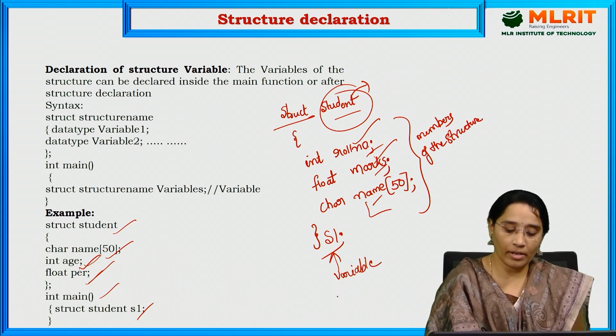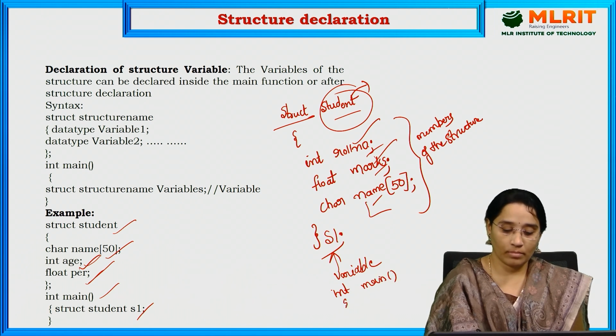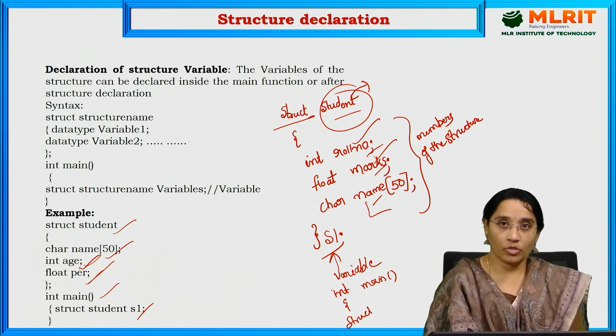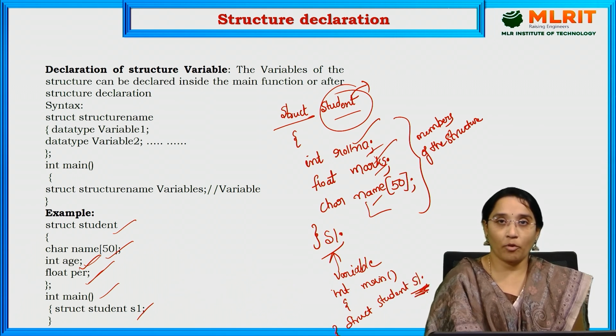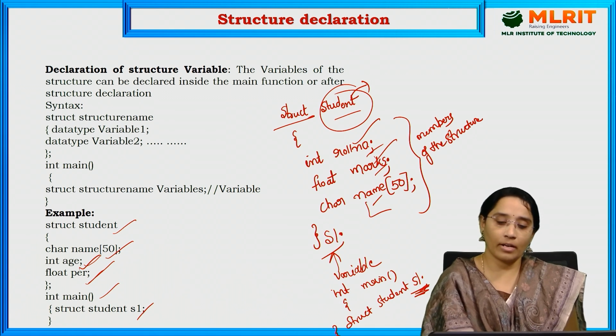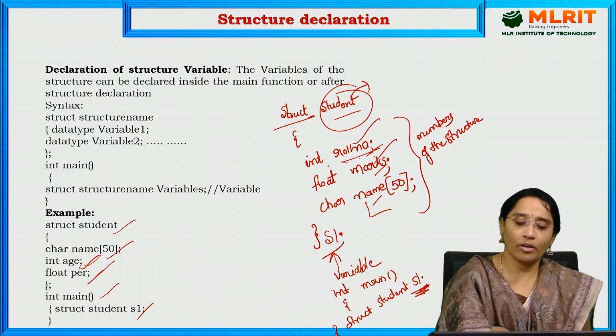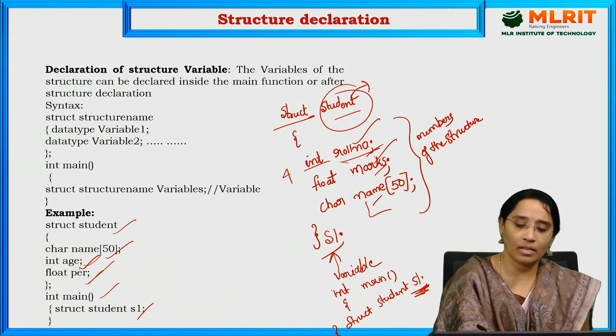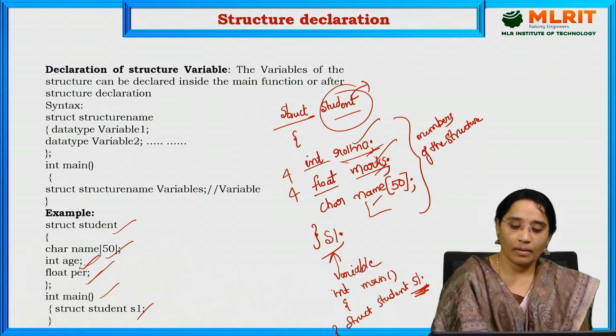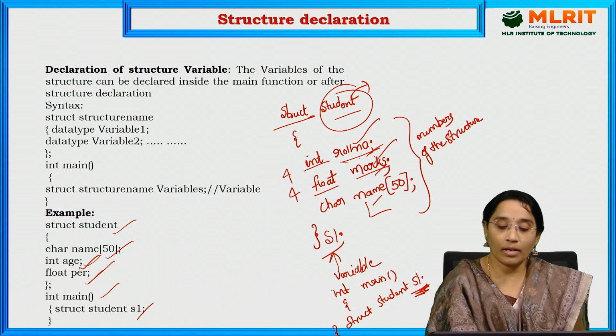Or else you can write like this: int main, struct student S1. This is the name of the variable. Now memory will be allocated. For this declaration, how many bytes of memory will be allocated? Roll number, let's consider 4 bytes. And marks, 4 bytes, since we have taken the data type as float. So float 4 bytes, integer 4 bytes, character 1 byte.